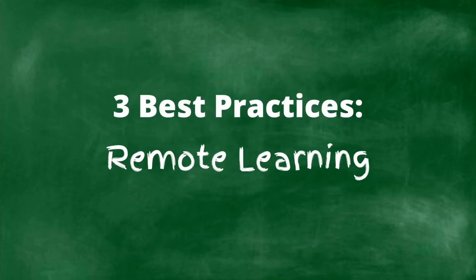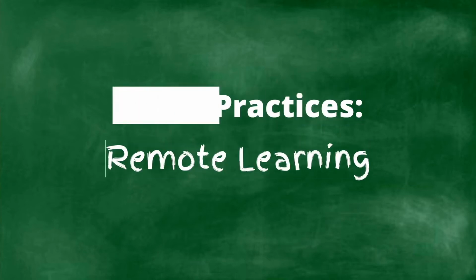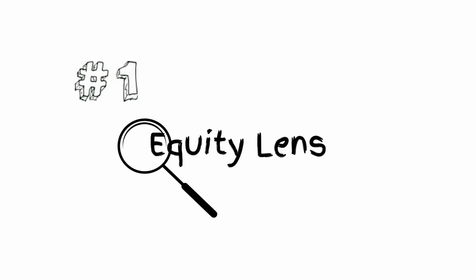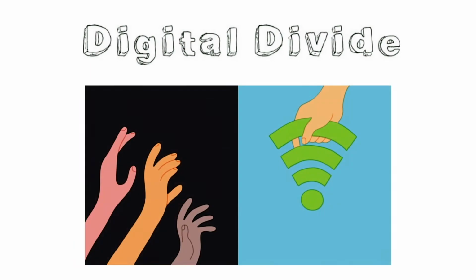As schools across the country prepare to continue social distance learning, here are 3 best practices for remote learning. Number 1. Develop an equity lens. The digital divide is a great example of how our schooling systems have been inequitable in the past.